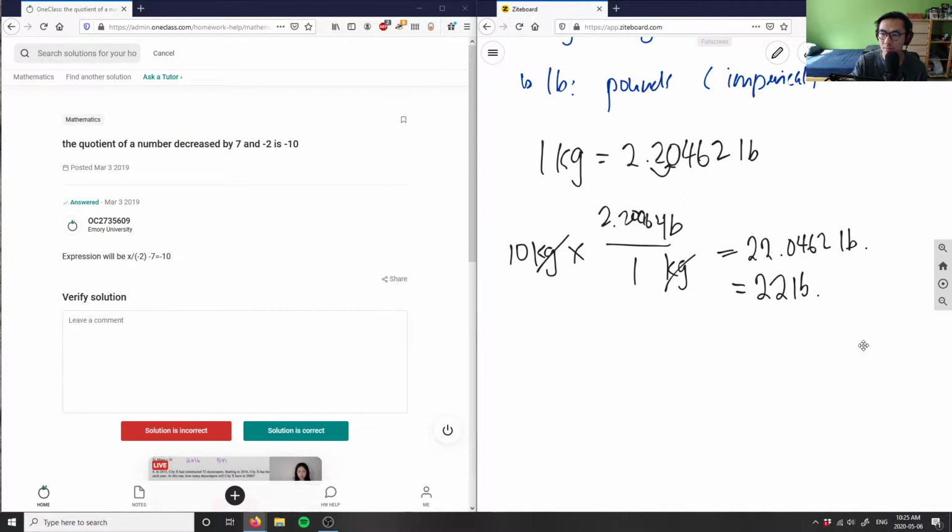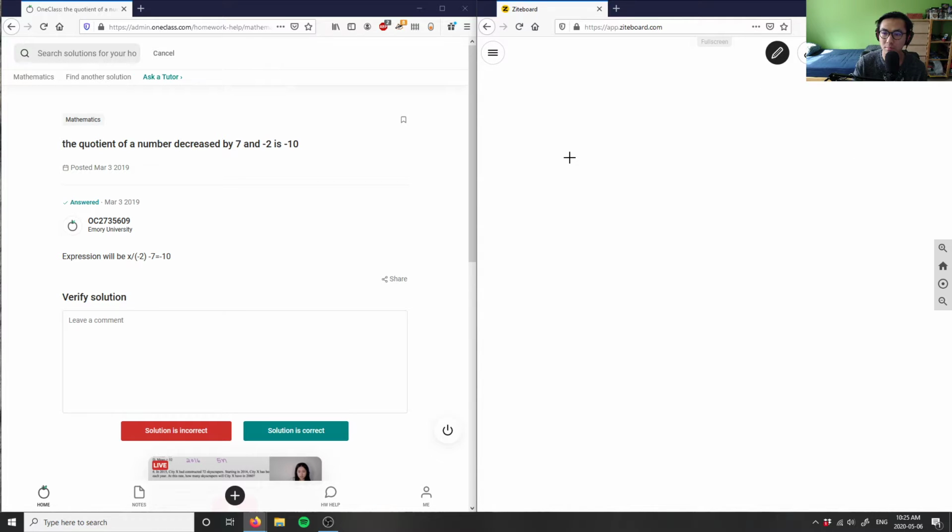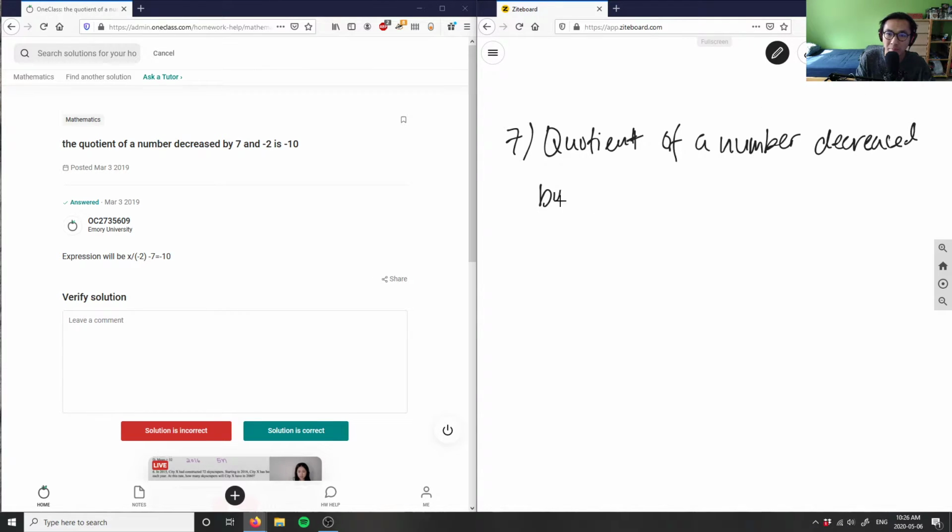Number 7. Number 7 is asking: the quotient of a number decreased by 7 and -2 is -10. So this is kind of an odd question here. It's not asking me anything. So quotient, maybe it's telling me the right expression: a number decreased by 7 and -2 is -10.